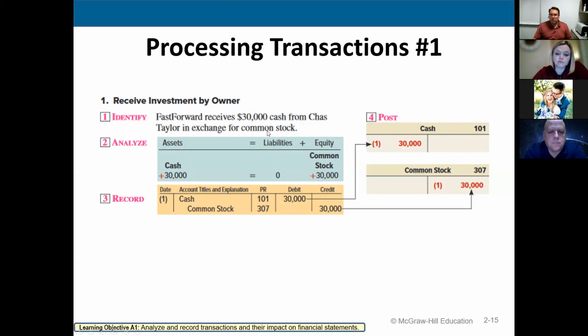And then apply the rules. I say, okay, well, cash is an asset account. Assets increase with a debit. And common stock is an equity account, and equity accounts increase with a credit. That's what I think they mean by analyze, is saying what accounts and what direction are they heading. Then I can make my journal entry, a debit to cash of 30,000, a credit to common stock of 30,000. And then finally we post it to our journal, or I'm sorry, post it to our ledger, where cash now has a balance of 30,000 on the debit side, and common stock has a balance on the credit side.